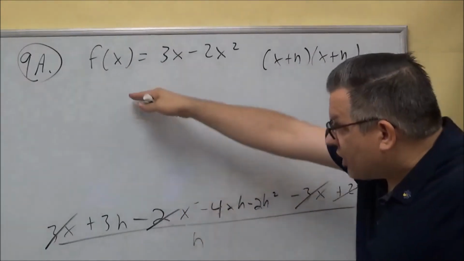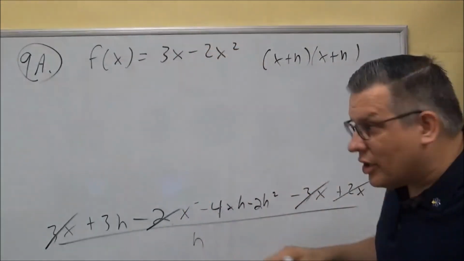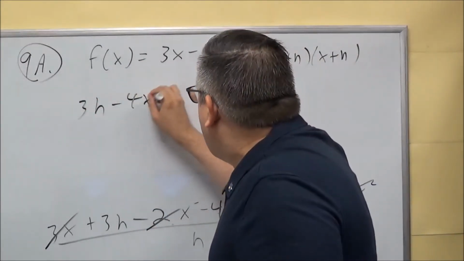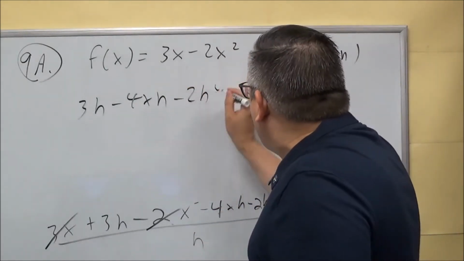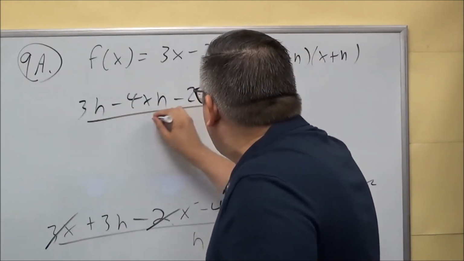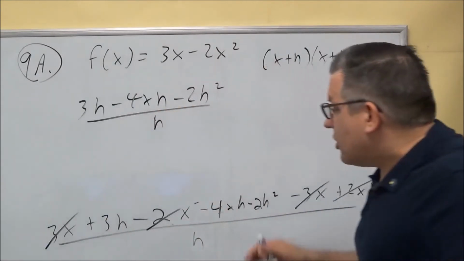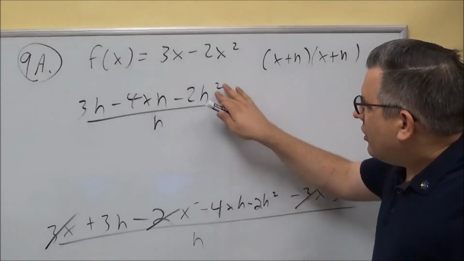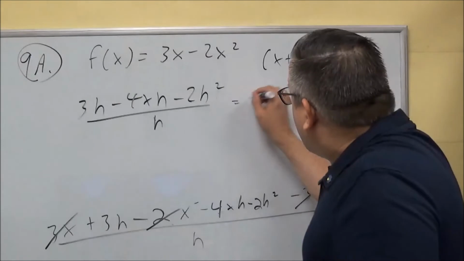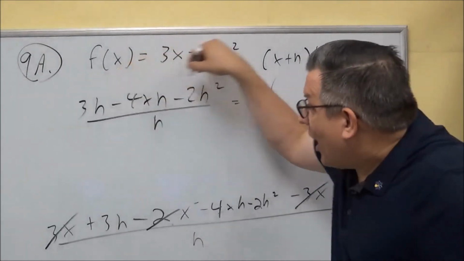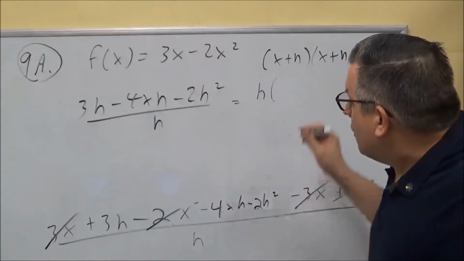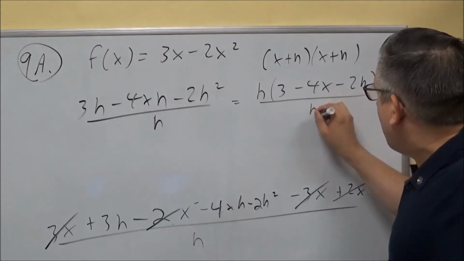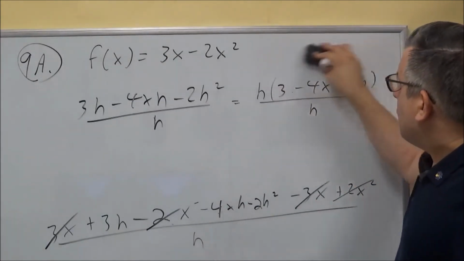The next step down, of course you'll have this all in a row on your paper, but if I rewrite what I have left, I have 3h minus 4xh minus 2h squared, and I still have all that over h. So basically just doing each step one by one, I simplified the entire top. I got down to here. Now the next thing we're going to do is factor out an h, because that's a common factor. It appears in all three terms that we have there. So I'm going to get 3 minus 4x minus 2h, and I have all that over h down below.